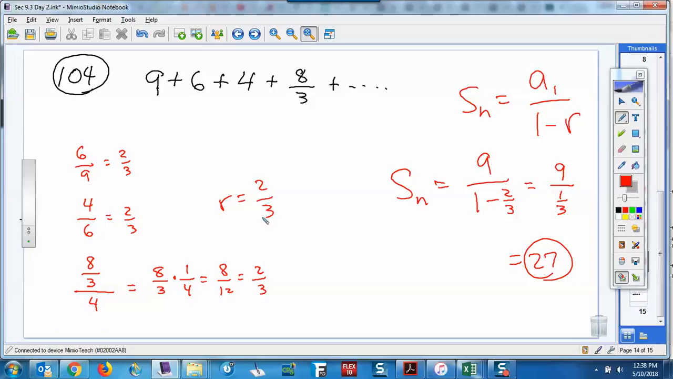The R is 2/3 and 27. Is that what you got? Okay, so that's what those would add to. Again, same thing. 9 plus 6 is 15, plus 4 is 19, plus 8/3 is like 21 and a third, or 2/3, and on and on and on. Eventually, it would be getting closer and closer to 27. That would be kind of the limit of where it would reach.